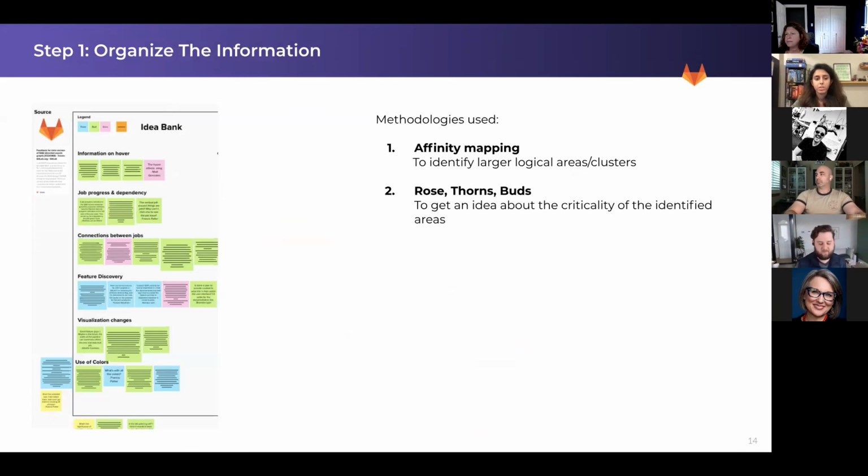So the next step was to take all the information from that public issue and try to make sense of it. The very first step we had to perform was to organize the data, because it was scattered all over. I started off with a very plain affinity mapping, but soon I realized that I should also overlap this with another methodology called roses, thorns, and buds, which identifies the things that users really loved, the thorns in their experiences, things they really disliked, and the buds, which are areas of improvement that would make the feature very likable for them.